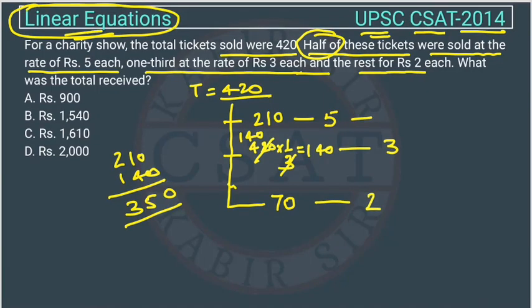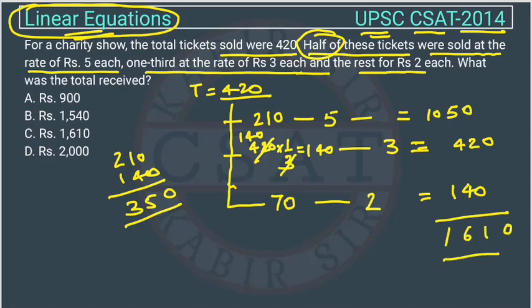So the question is asking just the total amount of money. So from here the money will be how much? We will multiply 210 into 5. That will be the total amount of money, right? Similarly from here, this will be 0 and this will be 140. So the total amount of money will be 1610. So the option is C. So the answer is option C, right? So this was an easy question. We just need to calculate the total amount of money they collected.